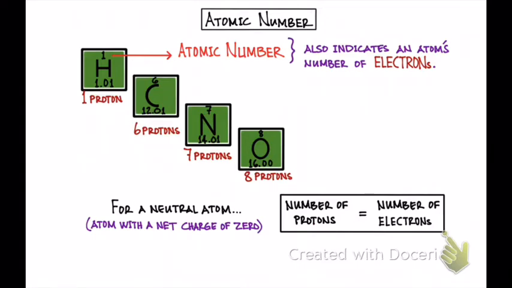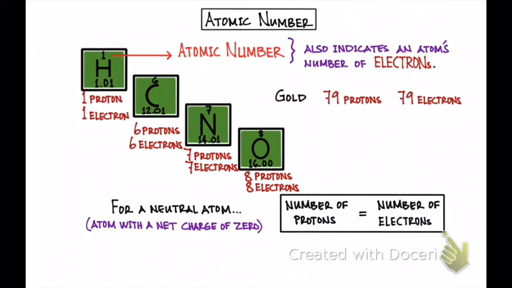And so the atomic number basically indicates the number of electrons as well. So hydrogen will have 1 electron, carbon has 6 electrons, nitrogen has 7, and oxygen has 8 electrons. And so as you can see, because protons are positively charged and electrons are negatively charged, they cancel each other out. And that's what makes an atom neutral.